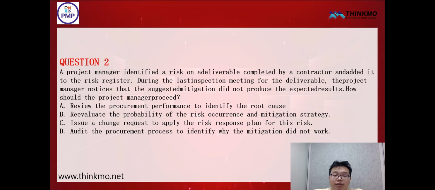Now, as for option A here, actually, this option mainly focuses on procurement performance. As for the root cause, it's actually unwise to only look at procurement performance at this stage. This is not the optimal solution.